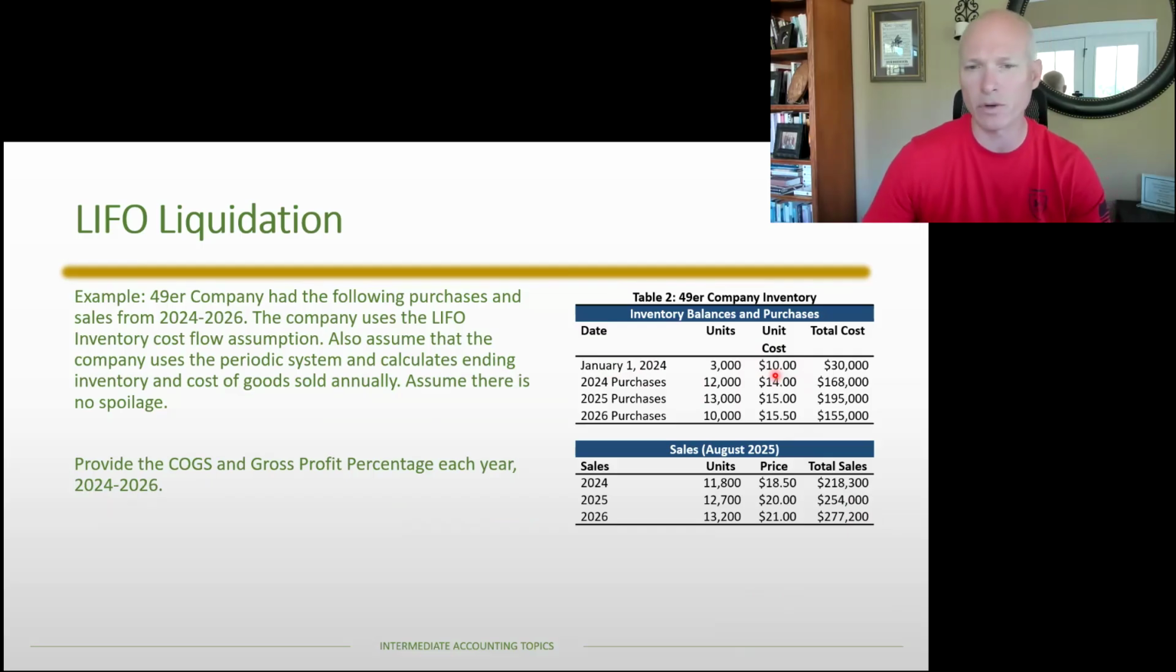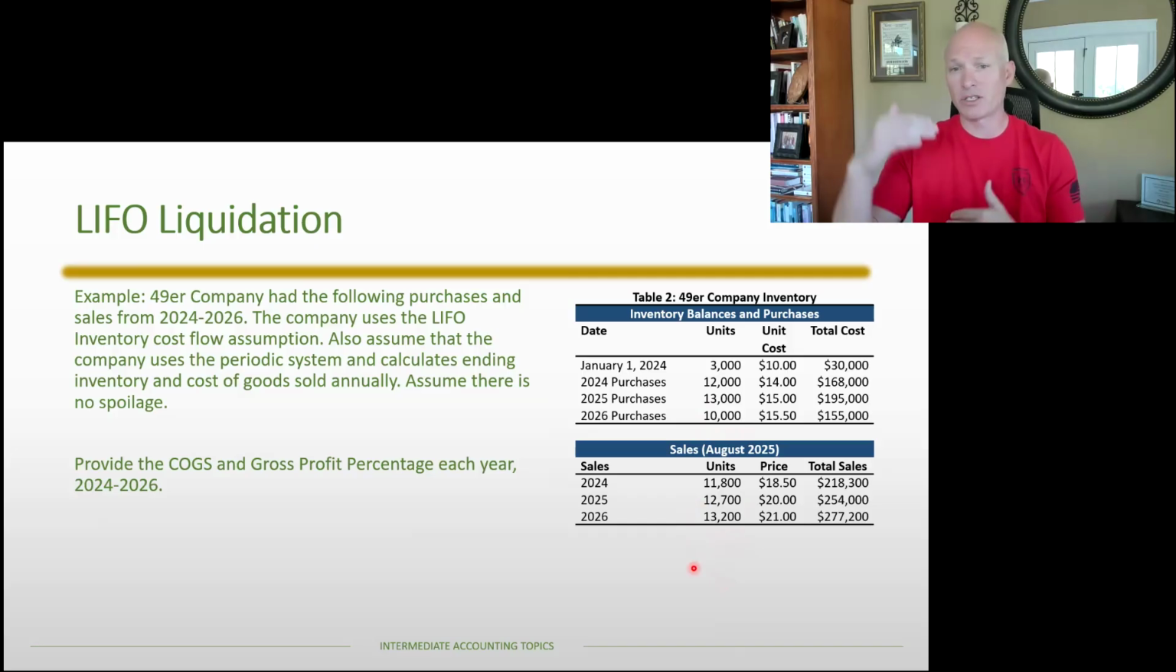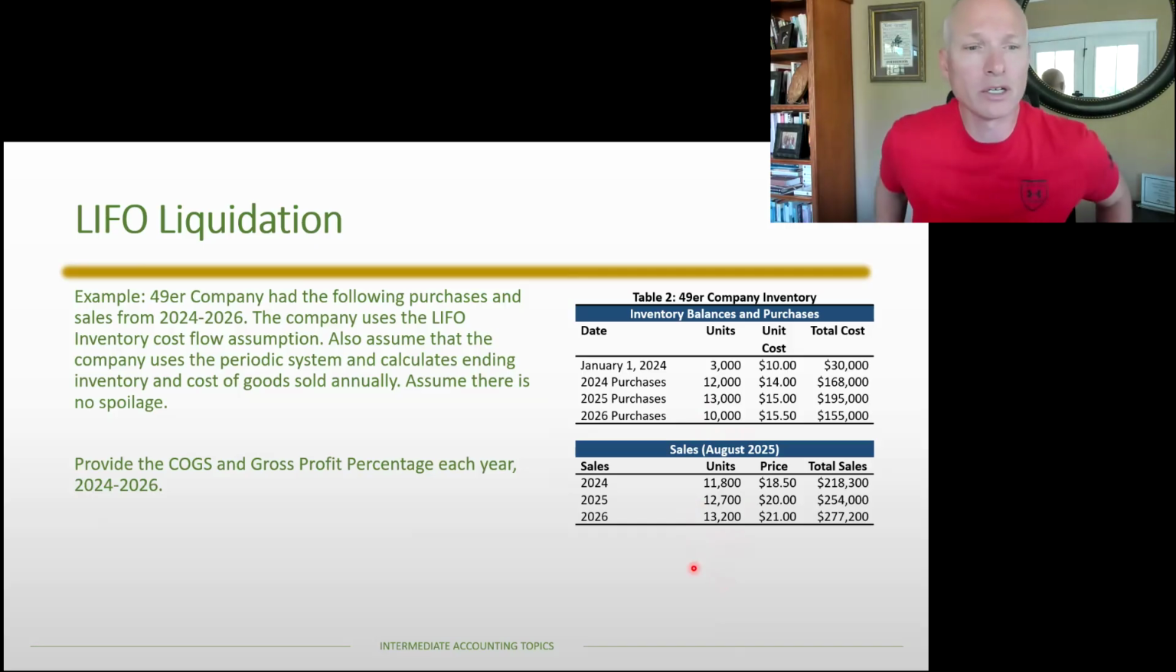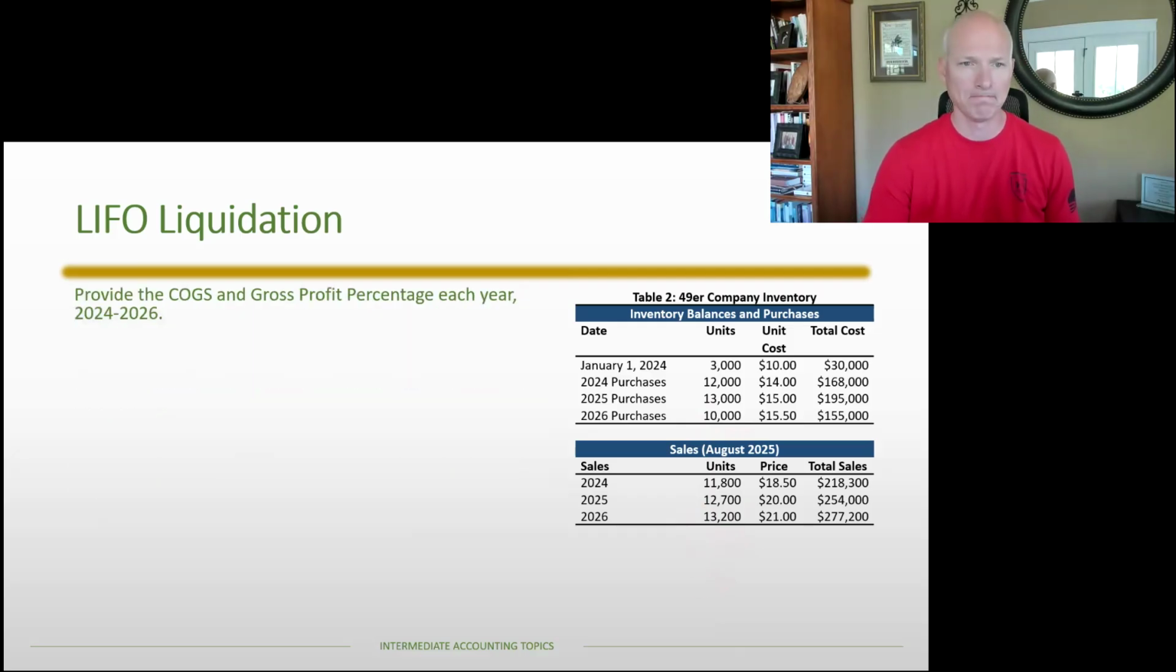So those could be from several years ago. And then in every year, if we look at our 2024 purchases, we sold a little bit less than we bought. And in 2025, we did the same thing. But now in 2026, we only had $10,000 in purchases, but we sold 13,200 units. And so this is a situation where there's a LIFO liquidation, right? Basically you're just blazing through these layers that you had built over a number of years. And so anyway, we're going to walk through and see what happens to our financial statements when we do that.